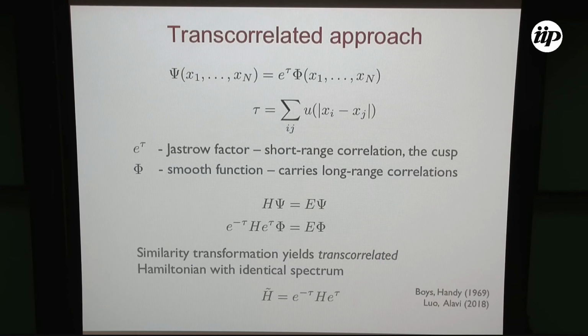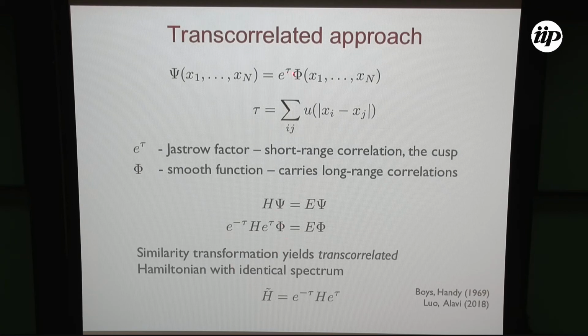So what do we do about it? We want to basically build the correct boundary condition right into the wave function. We do this by using a Jastrow factor, here e to the tau. So let's say this is the exact wave function. E to the tau is a function constructed from two-particle wave functions that make sure the correct boundary condition is fulfilled. And then the idea is that this function phi, which remains here, which is defined by this equation, is smooth and much simpler to approximate by, let's say, plane wave expansions.